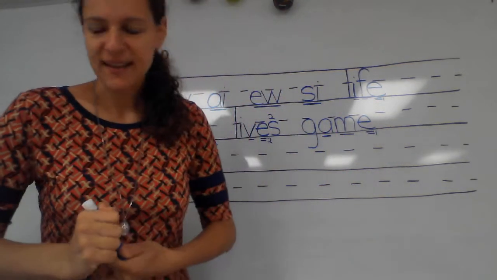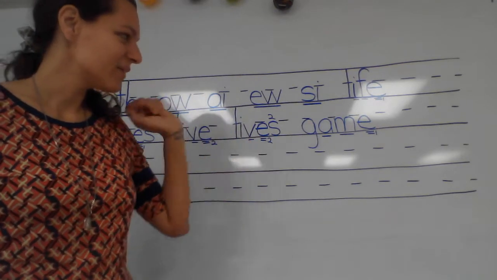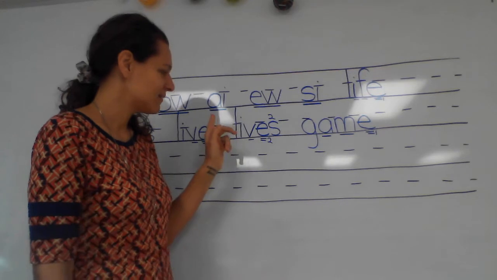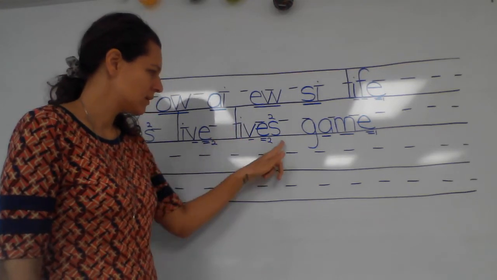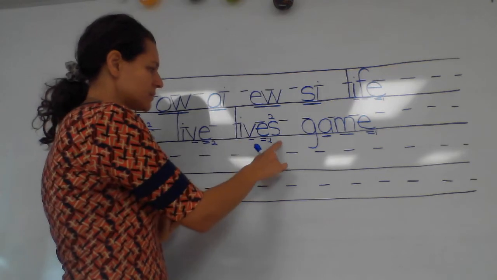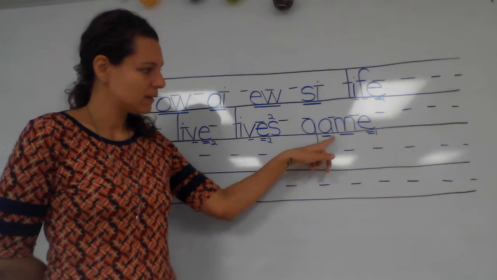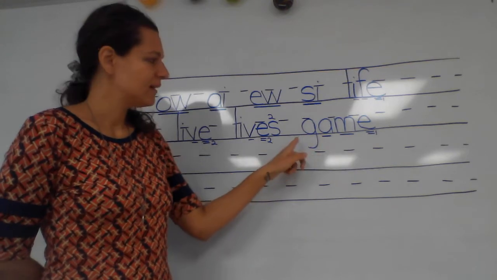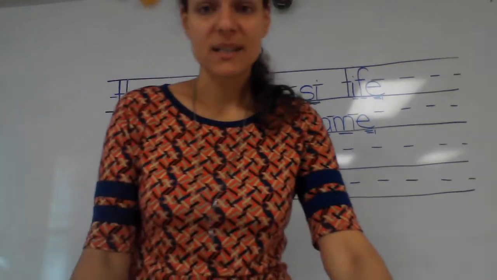All right. And I realized I forgot to have us read our last word. So we'll read our last word that we wrote, then we'll read this word. All right. What's this word, class? Good. Lives. And this word? Good. Game.